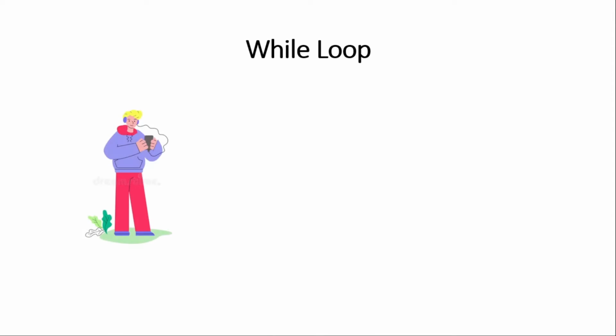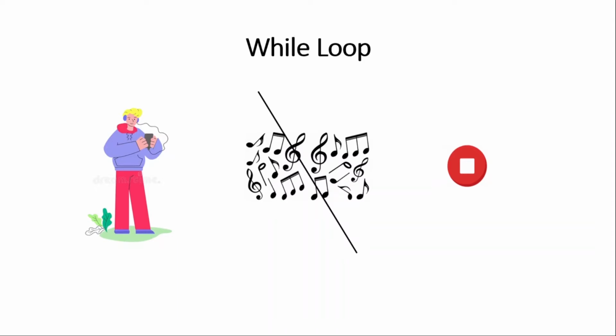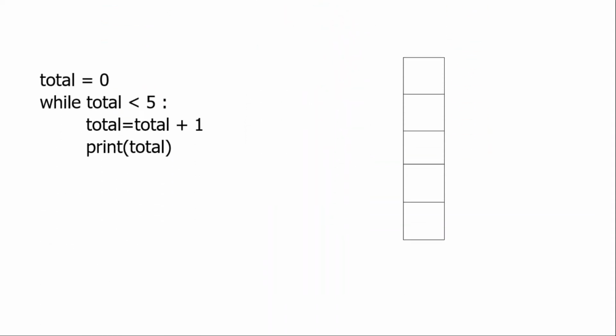This person is listening the song and he will keep listening the song unless he presses the stop button. And when he presses the stop button, the song is going to definitely stop. So let's see the syntax of while loop. How can we write this in Python? This is the condition, and as long as this condition is true, the loop will continue.